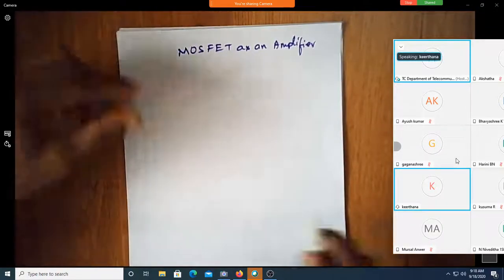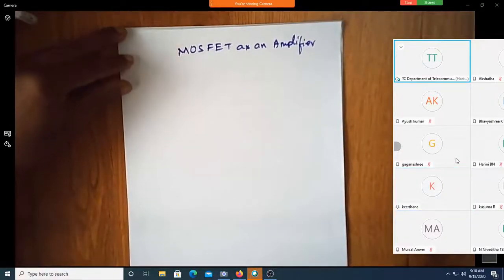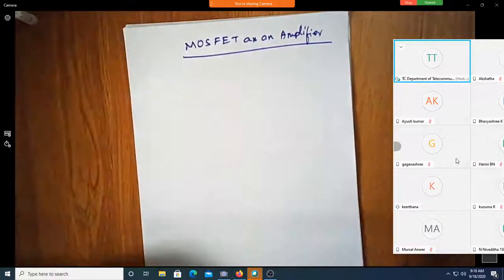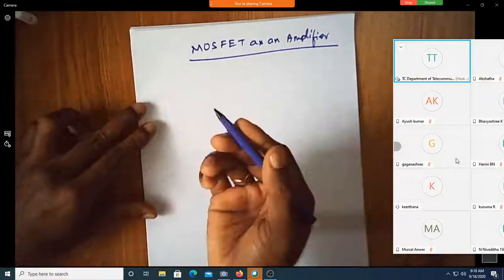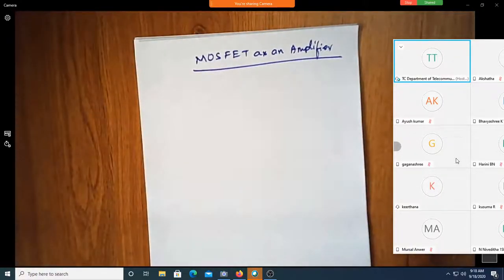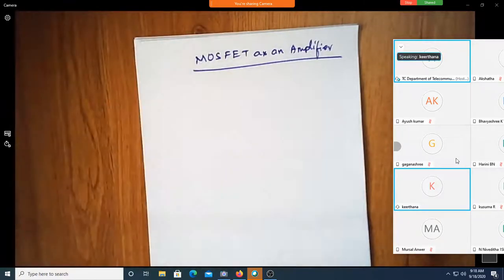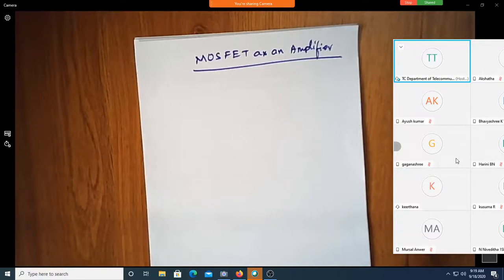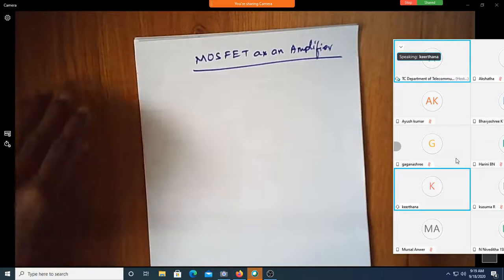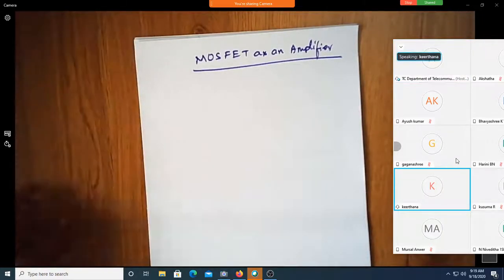So let us try to find out what are the requirements to have MOSFET as an amplifier. First, let us try to understand what an amplifier is. Have you heard of an amplifier any time, Kirtana? Yes, sir. Where exactly? May not be in the class. In general, have you heard of amplifiers? Where exactly might you have heard of an amplifier?